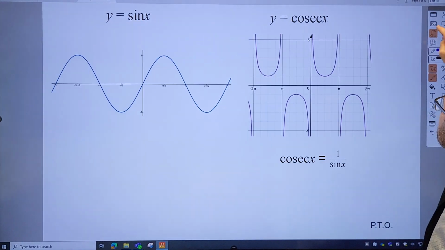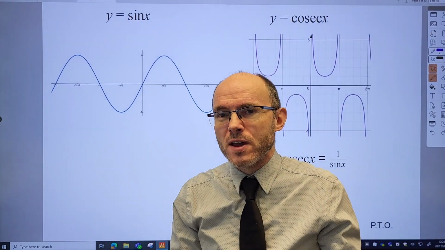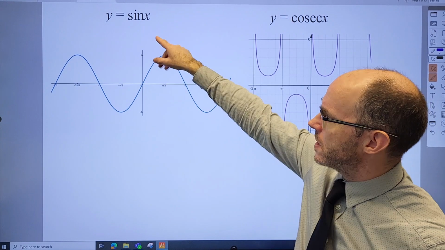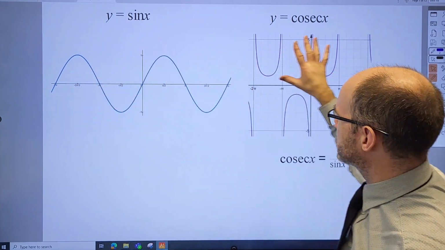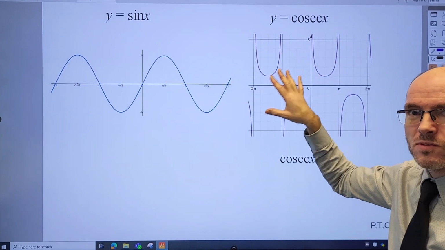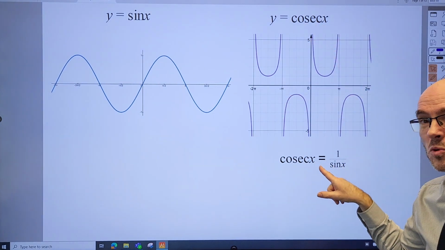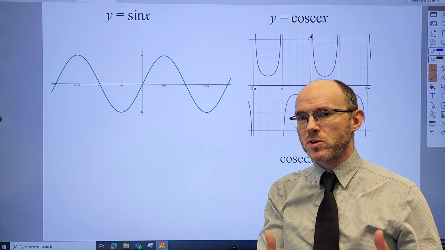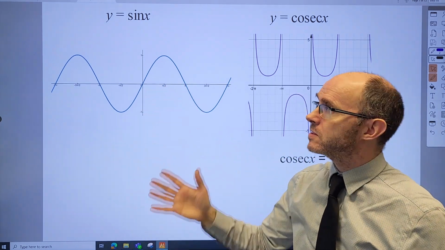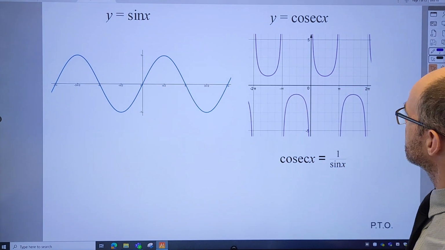So I'm going to take you back to this one. I'll do sine first. So y equals sine x, the graph looks like this. I've just told you what the graph looks like. Just bear in mind that cosec x means 1 over sine x. That's important. So you're sketching the reciprocal of this function, y equals 1 over sine x.